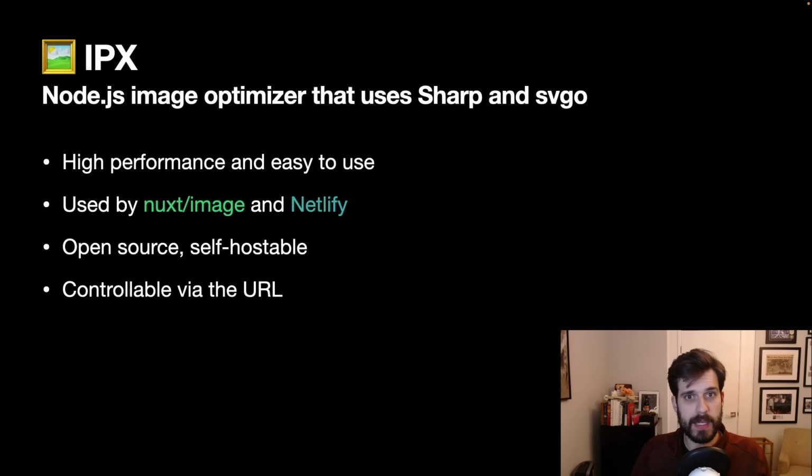IPX is a Node.js image optimizer. It uses SVGO and Sharp under the hood. It's used by Next.image and Netlify. It's very easy to use. It's open source. You can self-host it. And all of the optimizations that it enables are controllable via the URL.